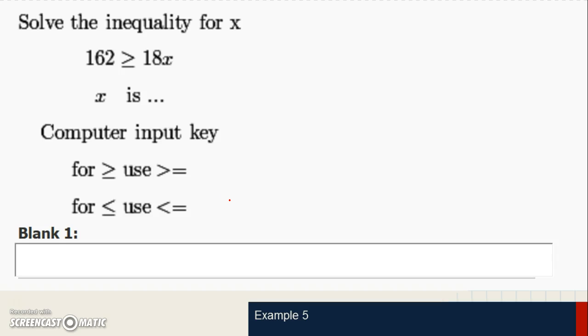Here's our next one. I'm multiplying by 18, which means I need to divide by 18.